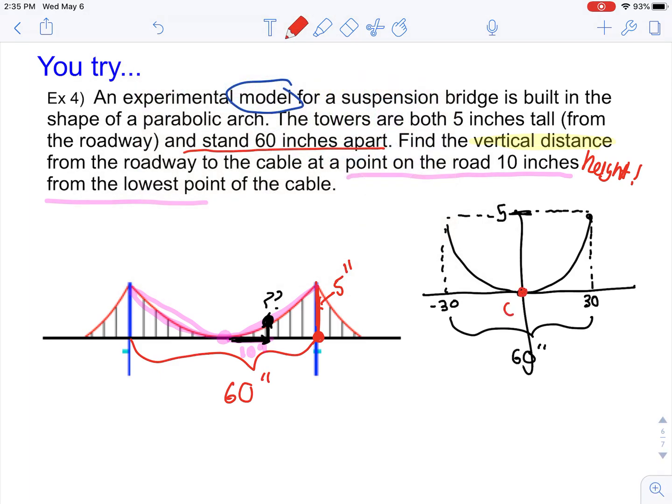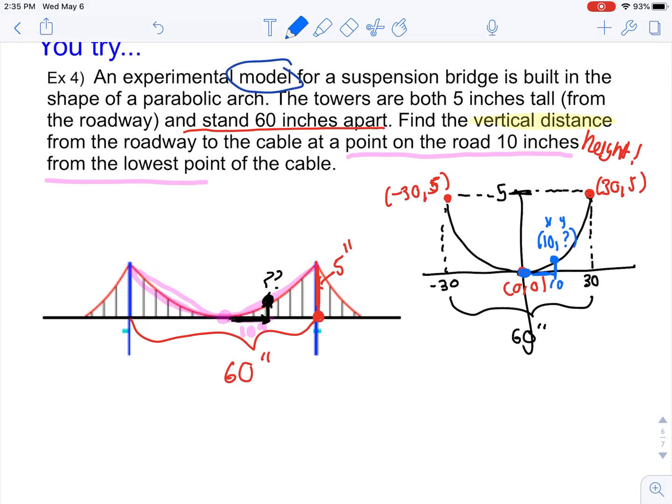So think about the ordered pairs that we have right now. We have a vertex at 0, 0, and we have this point at 30, 5 and this point at negative 30, 5. And what am I trying to figure out? I'm trying to figure out if from the center, or from the vertex, I go over 10 units, how high up will I be? So if you think about that in an ordered pair, I'm basically saying go over 10 units and tell me what's the height. I'm giving you the x value and I'm asking you for the y value.